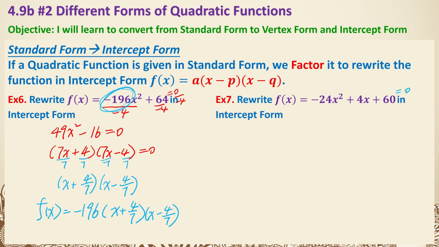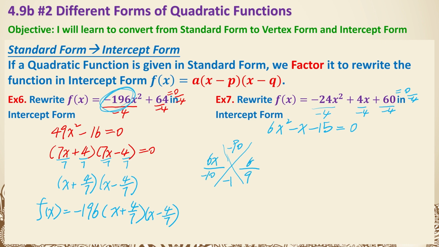Last one, example 7. Same thing, set equal to 0. There's a GCF we can divide. So let's divide everything by negative 4. We get 6x squared minus x minus 15 equals 0. You can use the big X or cross or diamond, whatever you want to call it. Negative 90 on the top and negative 1 on the bottom. The combination should be fairly obvious. It's a negative 10 and a 9.